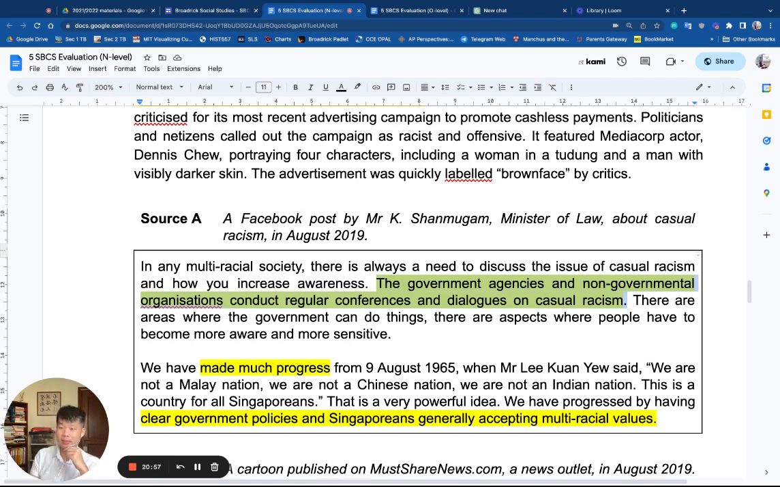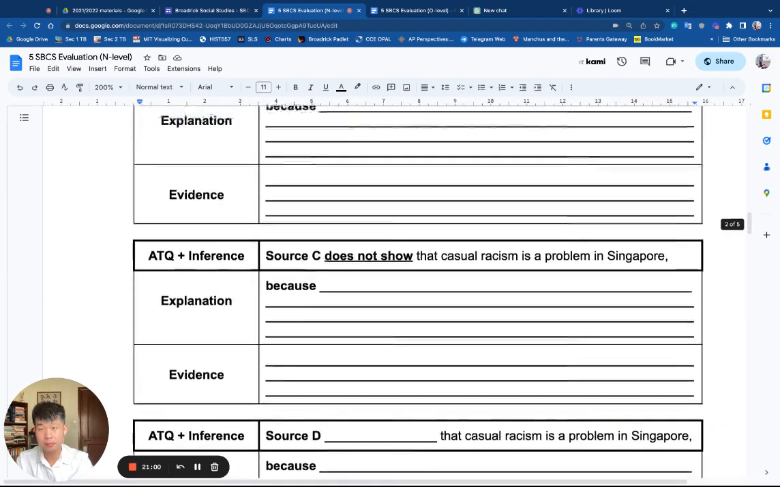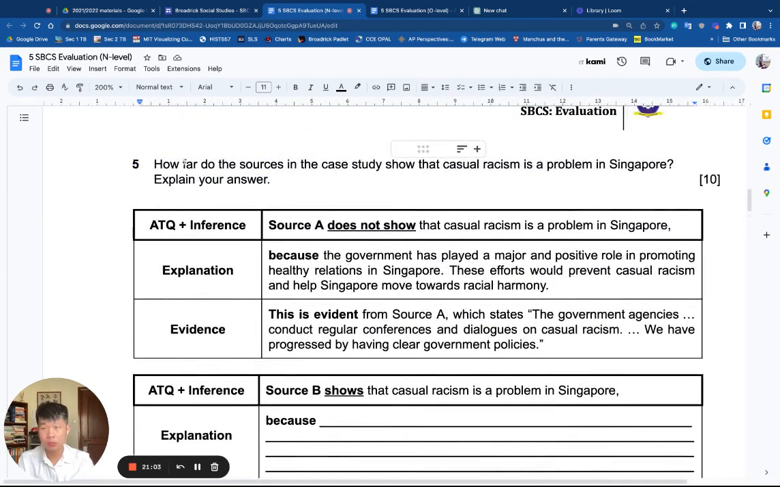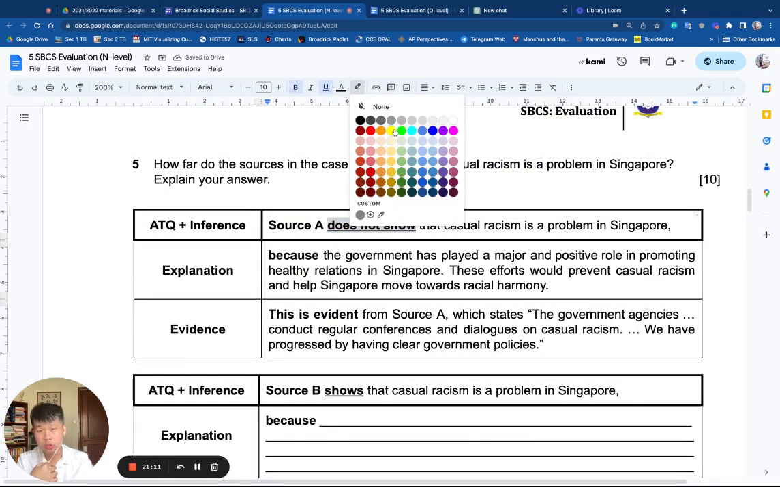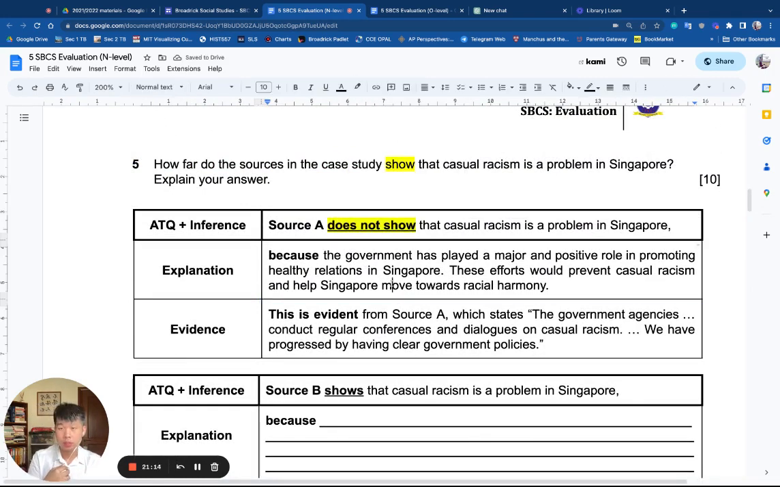How do we put our ideas into a response? We start with ATQ. Because the question was how far do they show, the command word here is show. We go with ATQ, source A does not show, source A is a no source. It does not show that casual racism is a problem in Singapore. This is the ATQ and the inference all rolled up in one. And I hope students for N-level, you can see how this is an ATQ. It uses the command word, it says does not. And then I must explain, because the government has played a great positive role in promoting healthy relations.